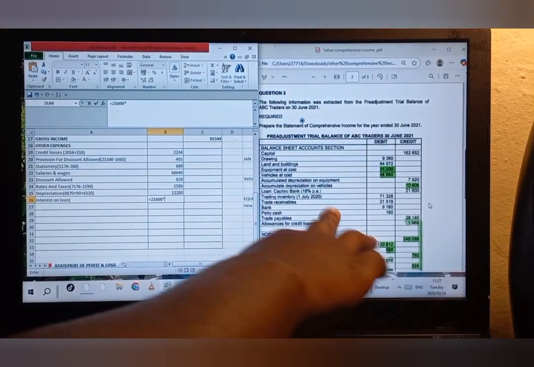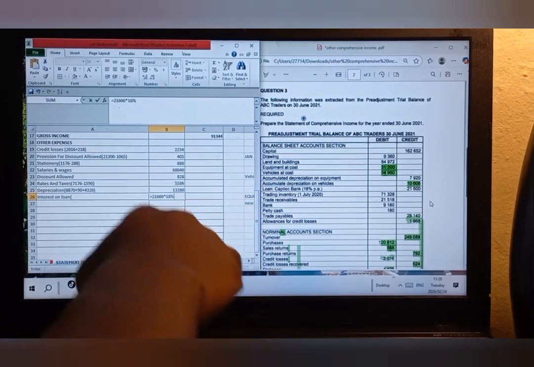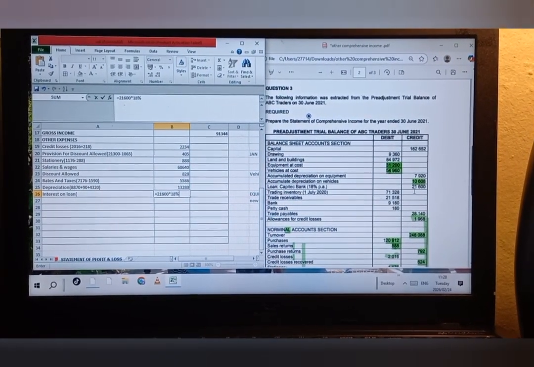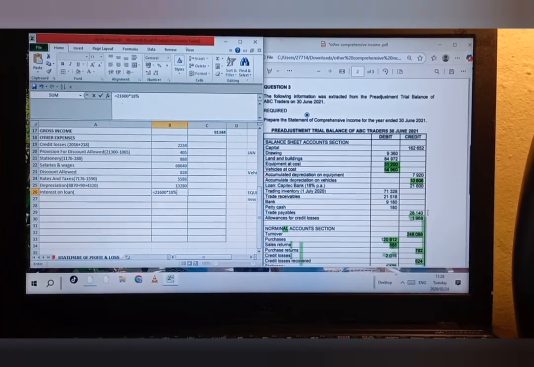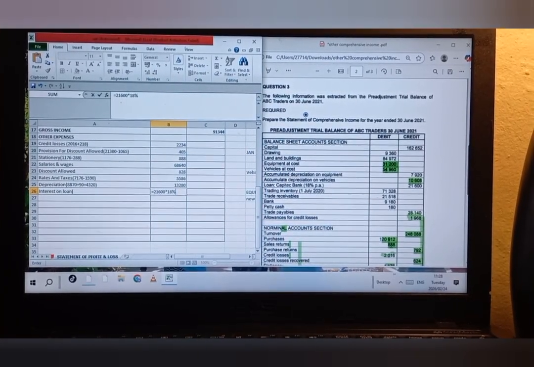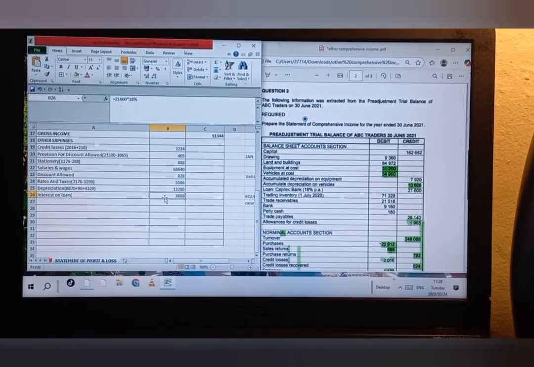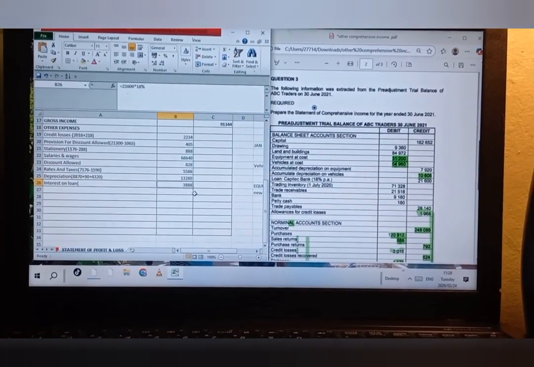It's 21,600 times 18%. This simply means that we took 21,600, and our interest on the loan that we took is 18% for the whole year. So we calculate how much we should pay. Our interest is 3,888 that we need to pay for the whole year.